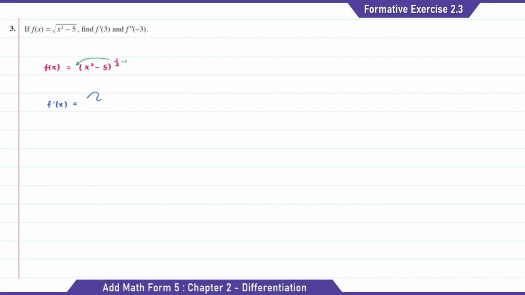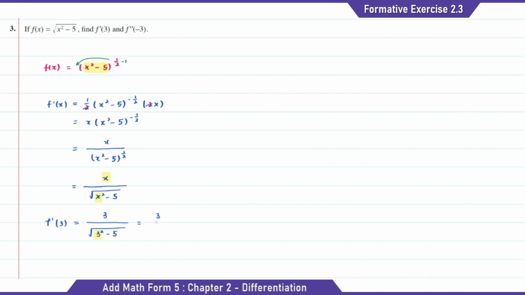Then for the first derivative, it will be 1 over 2 bracket x squared minus 5 to the power of negative 1 over 2. Then differentiate the terms in the bracket, which is going to be 2x. So here we can cancel the 2. This is equal to x times x squared minus 5 to the power of negative 1 over 2, or I can write this as x over x squared minus 5 to the power of 1 over 2, which is the same as x over the square root of x squared minus 5. When x is equal to 3, substitute x here with 3.